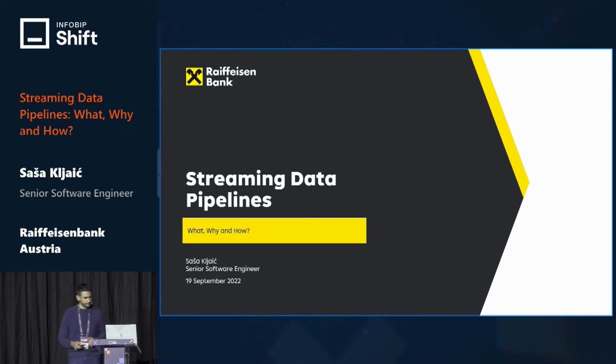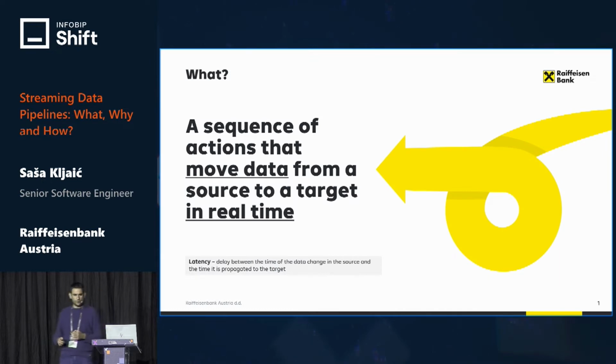About streaming data pipelines. Mainly what they are, why would we want to use them, and how do we approach building them. To be on the same page, let's first define what a streaming data pipeline is. It is basically a sequence of actions that move data from a source to a target in real time. And what do we mean by real time? We mean as soon as a data change occurs in the source system, it will be propagated to the target.